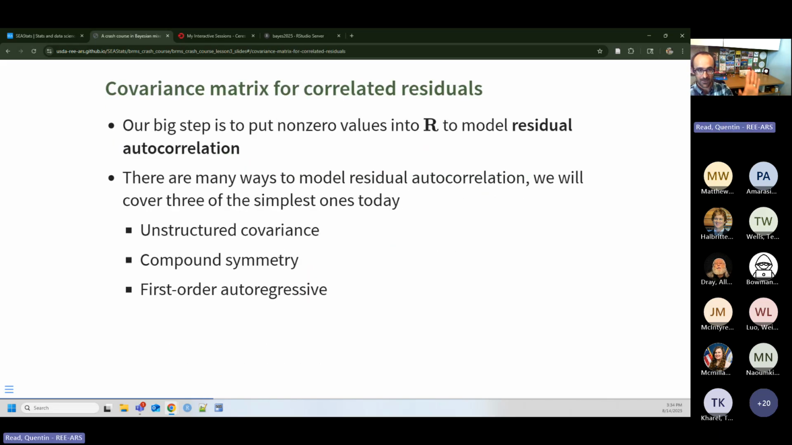Now, the way we model correlation in time is by replacing some of those zeros with non-zero values. There are many ways to do that, but we're going to look at 3 of the simplest ways that will work in most cases: the unstructured covariance matrix, compound symmetry, and first-order autoregressive. That's a lot of jargon. Let's explain what each of those things are.